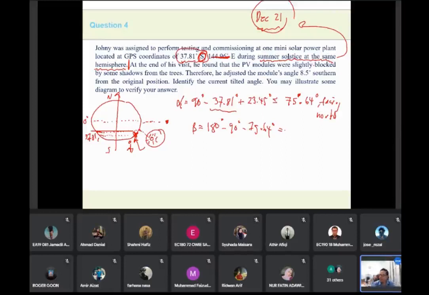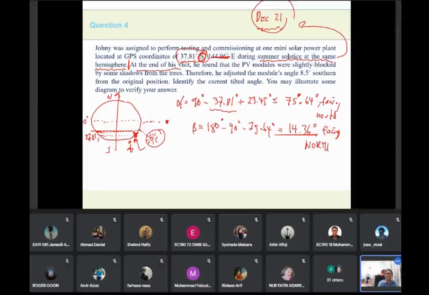What? Cepat. Berapa jawapan? 14.63. 14.36. Betul? Alhamdulillah, syukur. Facing to the north. Sama lah kan, north. Okay. Then kita masuk ke ni.